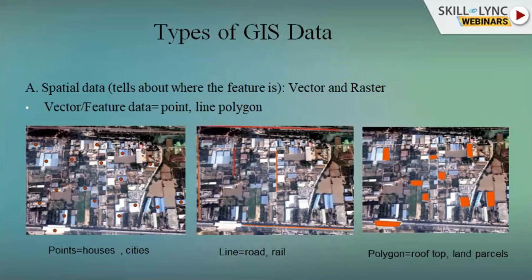Then in the third image, from the right-hand side, you can see a few red blocks. So actually, what are these red blocks conveying? These red blocks are conveying the rooftops. So mostly in GIS analysis, these polygons are used to convey information about some area or about a land parcel, etc.